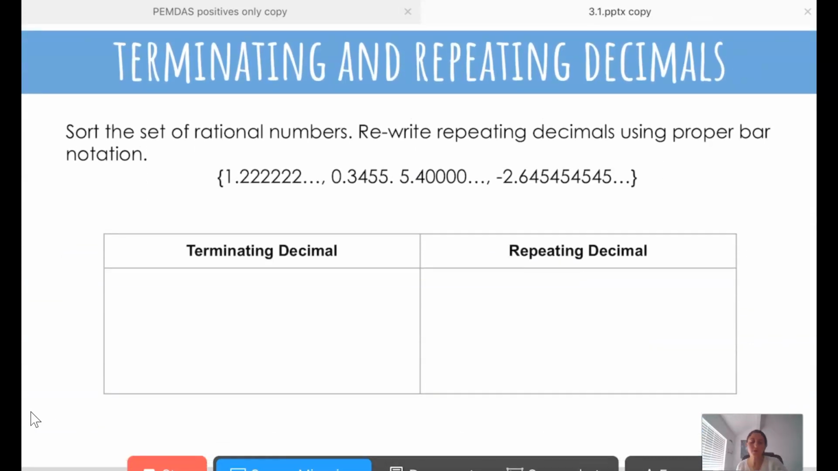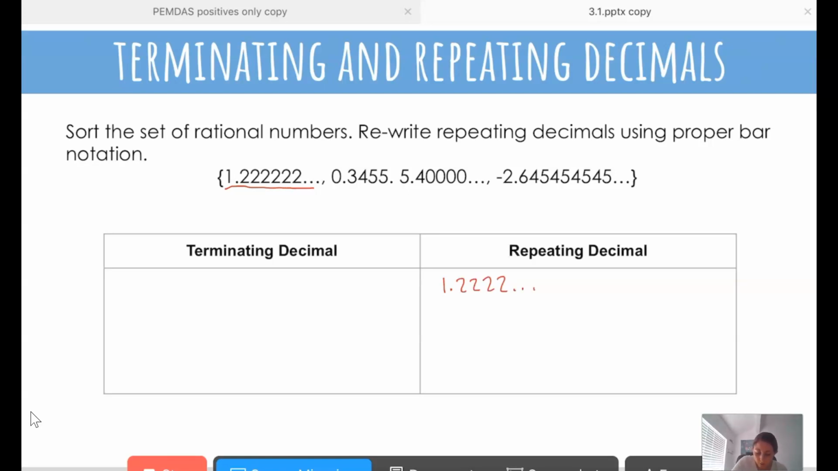Okay, so now that we know what terminating and repeating decimals are, let's try sorting the set of rational numbers between terminating and repeating decimals. So our first one is 1.222222, and the dots mean it goes on forever. So this rational number is considered a repeating decimal. So I'm going to put that there.